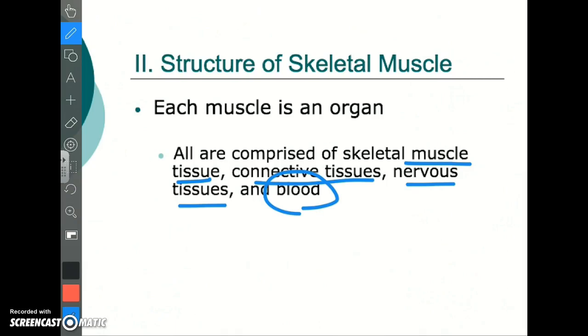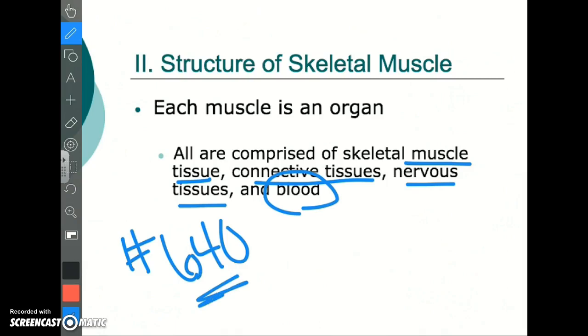So out of the, really, if you want to know this, 640 different skeletal muscles in the body, all 640 could be considered its own organ because they contain each of these 3 different types of tissues working together.